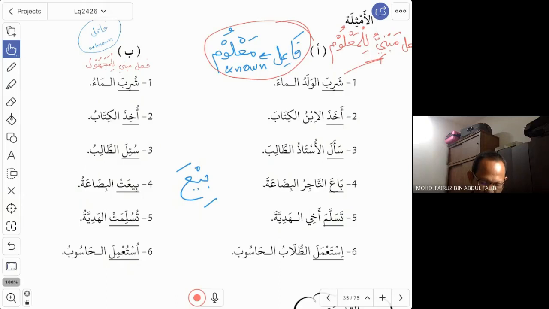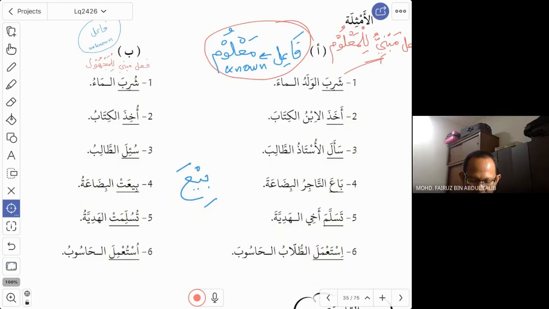Number 5. Now we look at the fi'il with more than 3 letters, the 4, the 5, and the 6 letter fi'il. It doesn't matter whether it is a 3 letter fi'il or 4 letter, 5 letter, 6 letter, you still have these two versions. For example, number 5, tasallama Aliyun al-hadiyah. Tasallama means receive. So Ali received the gift, the present.